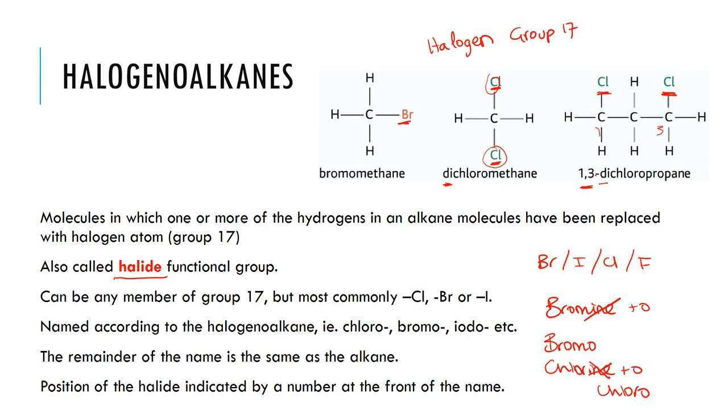The other ones that we get would of course be iodo and fluoro. So naming, we need to specify the position and we need to indicate how many of them there are at the front of the name.